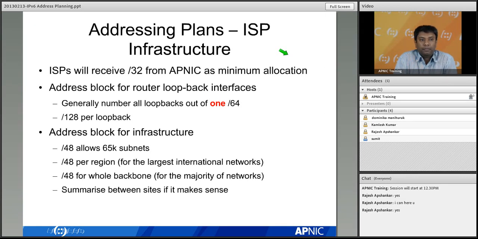So the recommendation when you do an address plan for the ISP infrastructure is that generally we use one /64 for every router's loopback. /64 is the prefix, and from there a /128 prefix goes to every router's loopback, right? So that's what is advisable. From one /64 it goes to the different routers' loopbacks. That is applicable in a situation where all your routers belong to the same region.